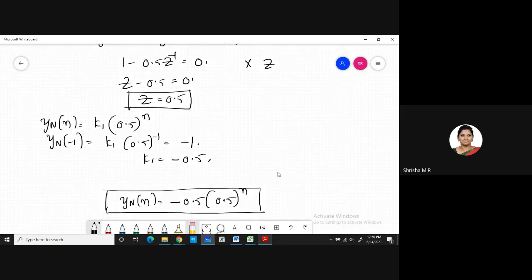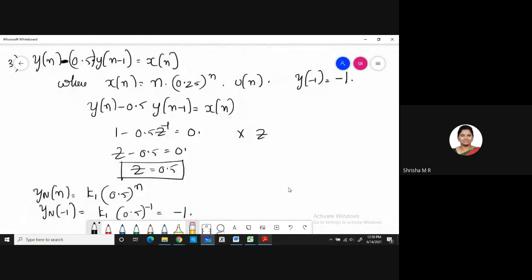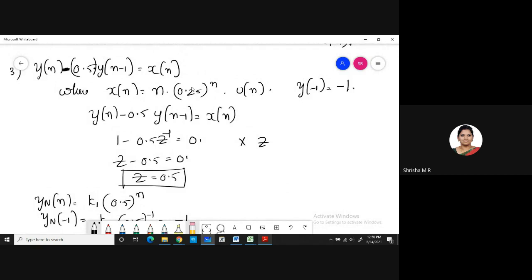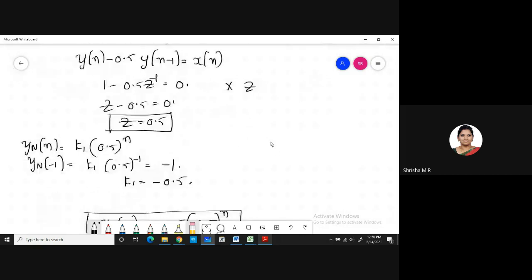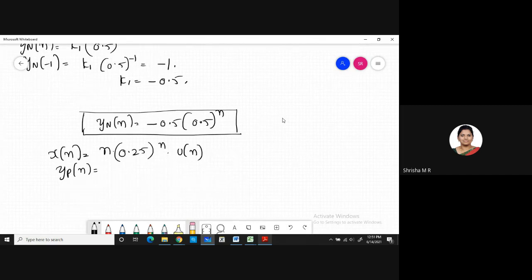Now we'll find the particular solution or particular response. They have given x of n to be equal to n into 0.25 to the power of n into u of n. So what is the structure of your particular response yp of n? Check that in the table which is given. It is of the form n into alpha to the power of n.